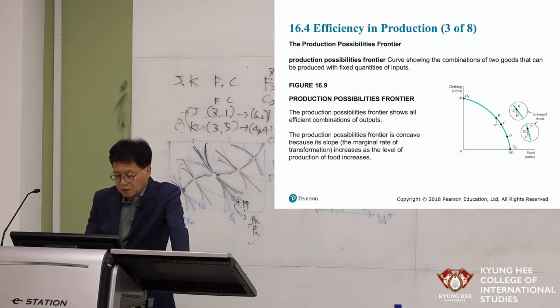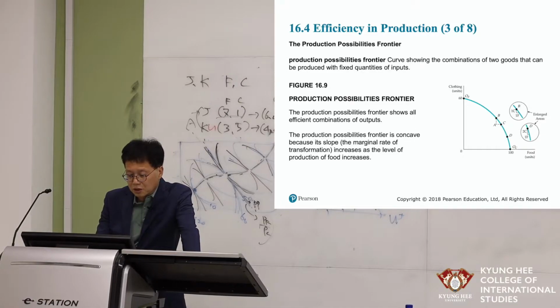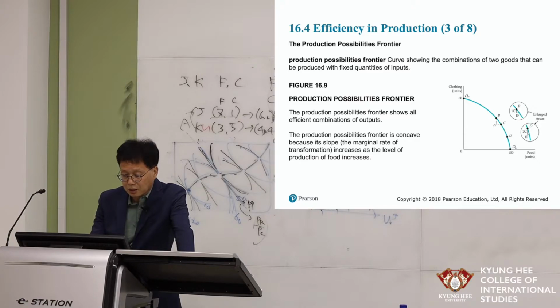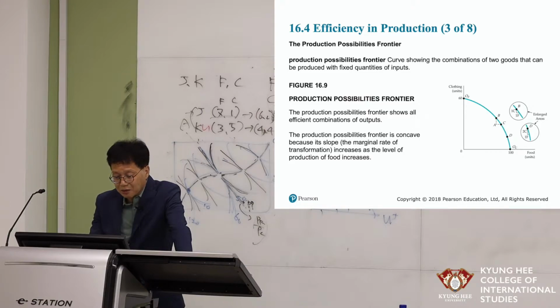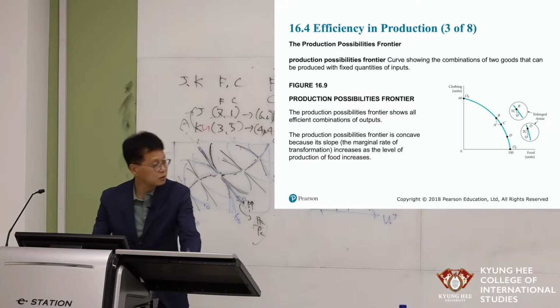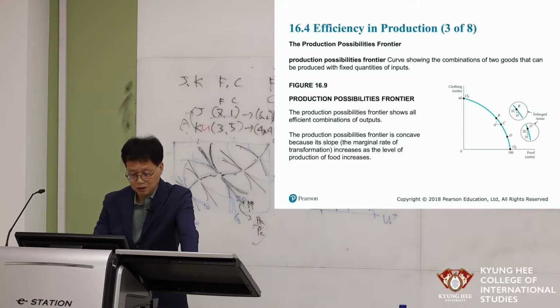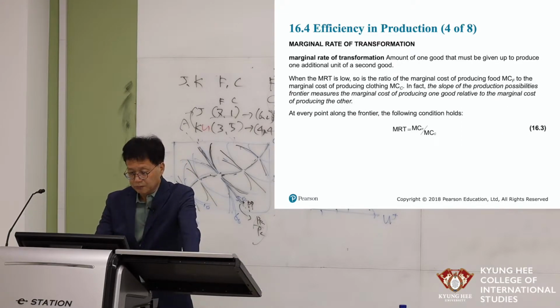So the production possibility frontier shows all efficient combinations of output, food production and clothing production. That is figure 16.9. The production possibility frontier is concave because its slope increases as production of food increases. We are moving this way. So the slope of the production possibility frontier is the MRT, isn't it? MRT increases and increases, right? So, marginal rate of transformation.